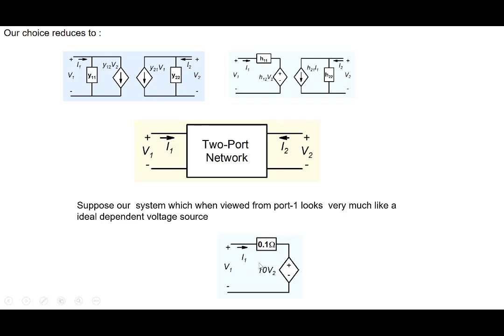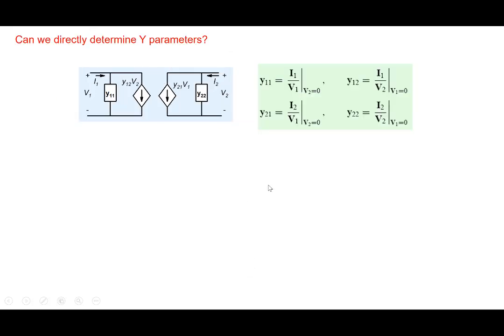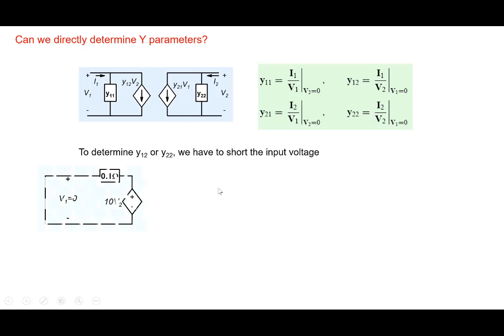Now from the input side, if it looks like this, let's see what happens if you try to determine the Y parameters. To determine Y12 or Y22, you will have to short the input voltage. So you have this kind of circuit. Let's say you're determining Y12, so you apply V2 equal to 1 volt, and the input is shorted, so V1 is 0, and you would try to measure I1. So this is 10 volt here.